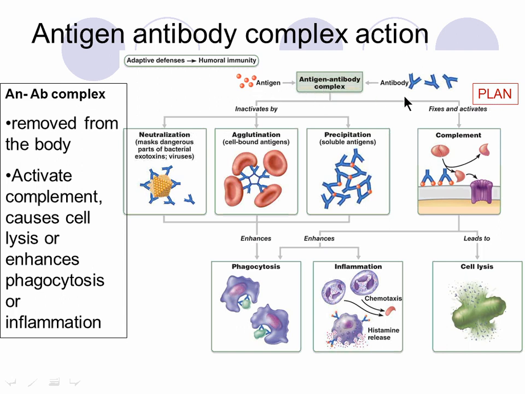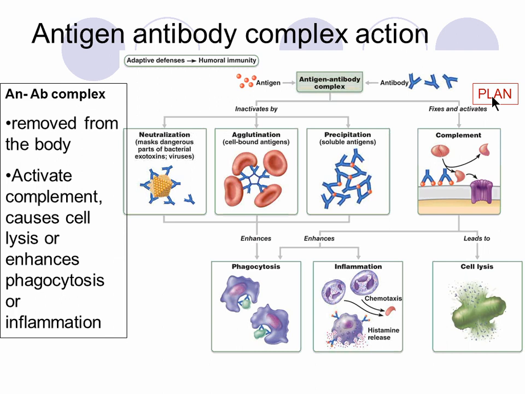So here you can see, here's the antigen, here's the antibody. Together they meet and they form a complex. This plan of action is, the P stands for precipitation. So they get precipitated and then they can be removed, usually by phagocytosis, or the antigen-antibody complex can activate the complement protein, and that complement protein, if you remember, causes cell lysis, or it also helps in phagocytosis. So that's the L, lysis.